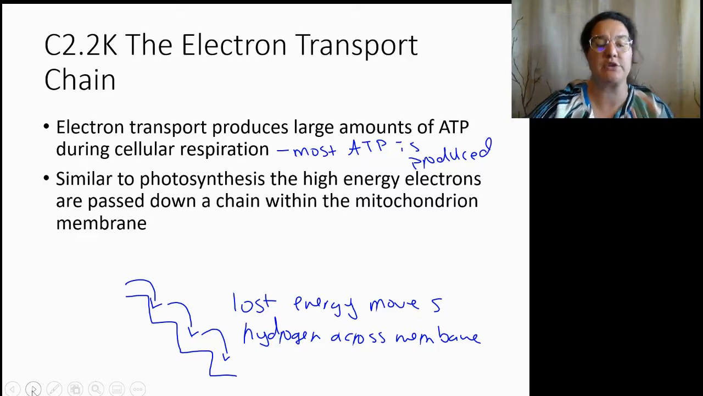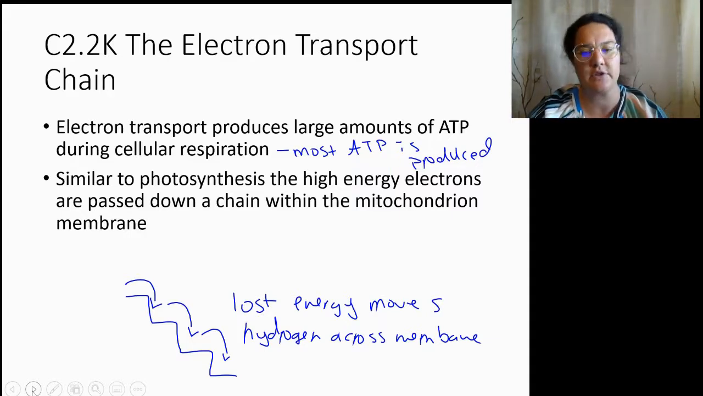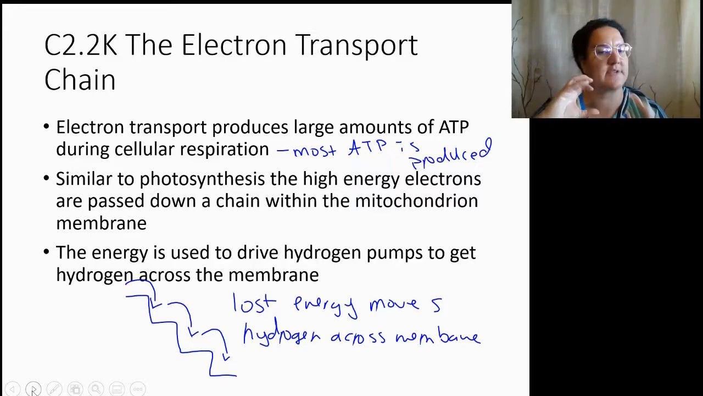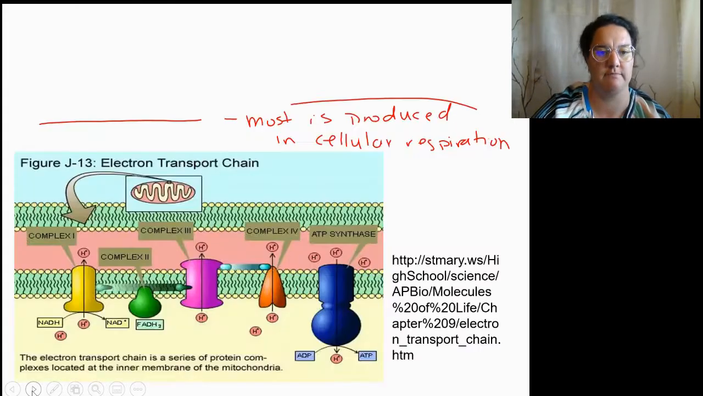So now we're going to talk about the electron transport chain. Now, this electron transport chain produces large amounts of ATP during cellular respiration. This is where most of the ATP is produced. So similar to photosynthesis, the high energy electrons are passed down a chain within the mitochondrial membrane. And as the electrons move down the chain, the lost energy is going to move hydrogen across that membrane. So we're going to use active transport and pump hydrogen across a cellular membrane to an area where there's a high concentration of hydrogen.